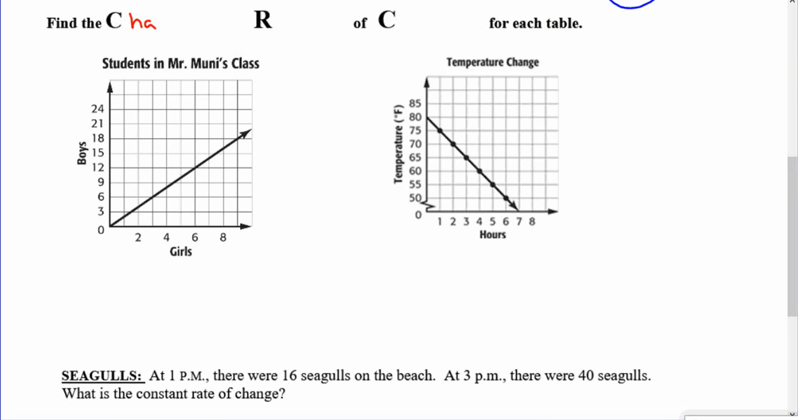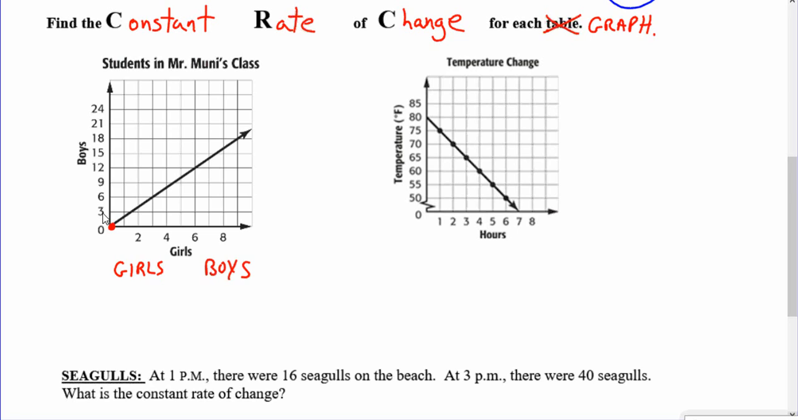All right, let's do the same thing, only this time we're going to find the constant rate of change for each. That's not a table, but those are graphs. So for each graph, we're going to find the change. So in students in Mr. Mooney's class, notice the points we have. Well, first of all, our x is the girls, and our y's are the boys.